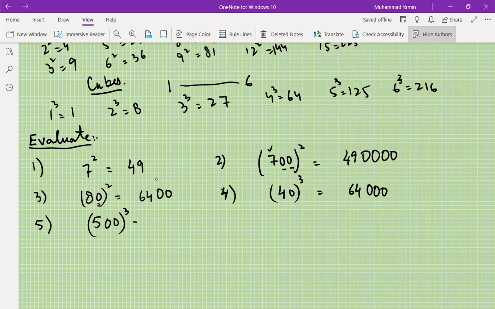If it is, let's say, 500 cube, first of all, the number of zeros here is 2. So we will treble it, meaning it will not be 2 zeros here, now it will be 6 zeros. 1, 2, 3, 4, 5, 6, and 125 is the cube of 5.